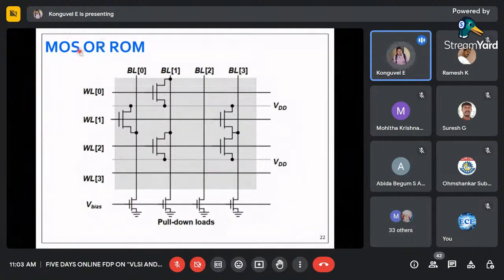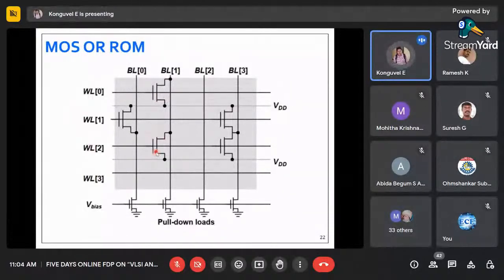Then why does the name come like NOR? Because you can see here, WL0 and WL2, we have 2 transistors on the same bit line. Can these 2 transistors be turned on at the same time? Never. Why never? Because the word lines come from the decoder, any one word line will be activated at a time. Either this transistor will be activated or that transistor.